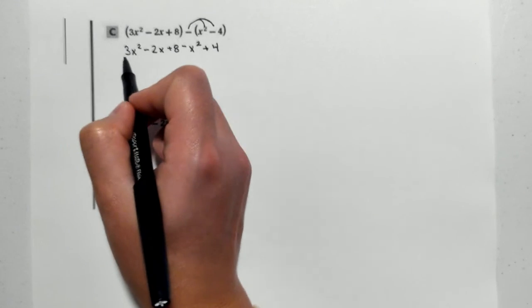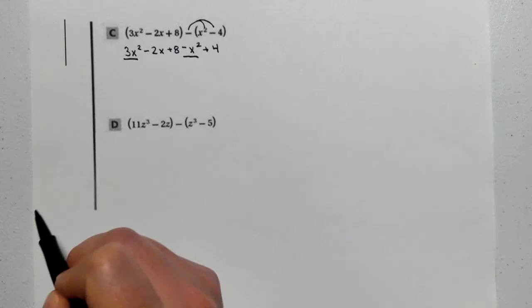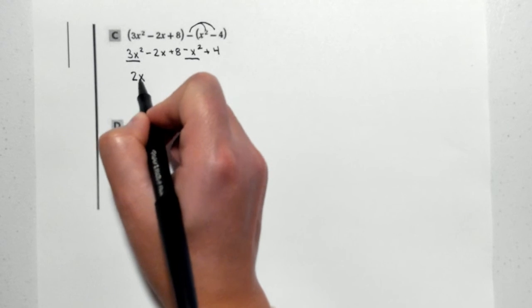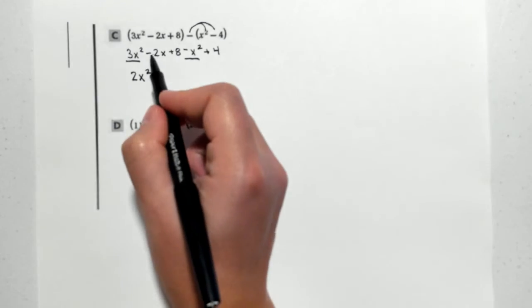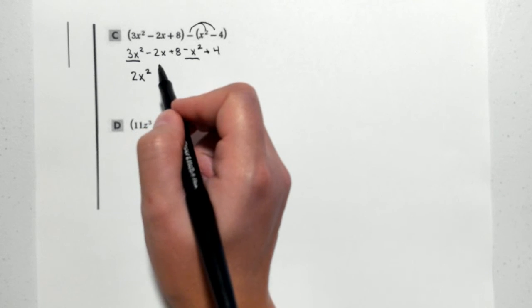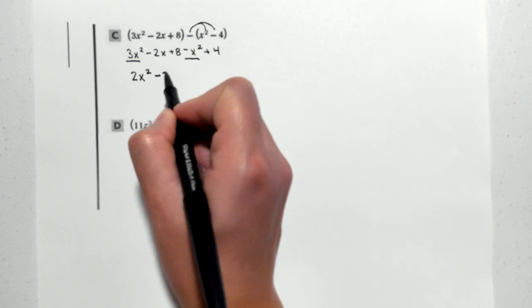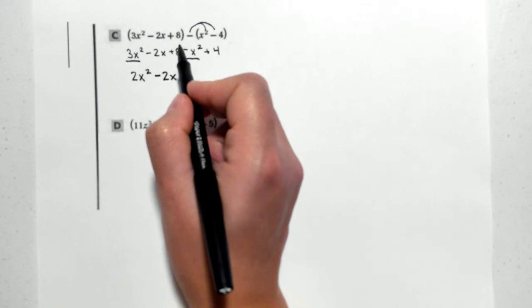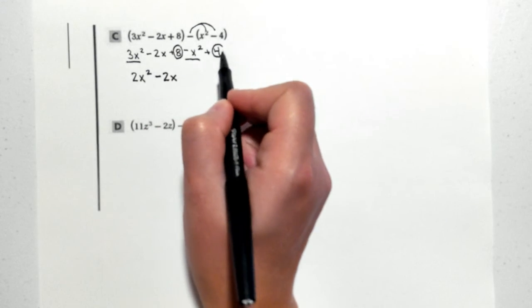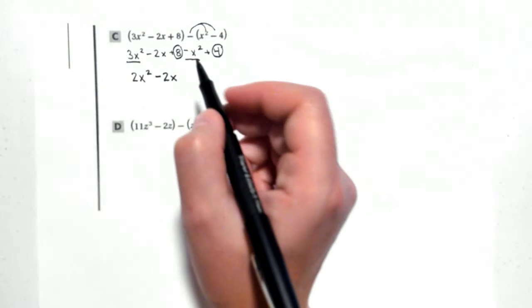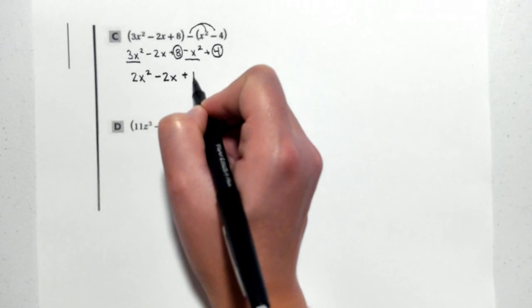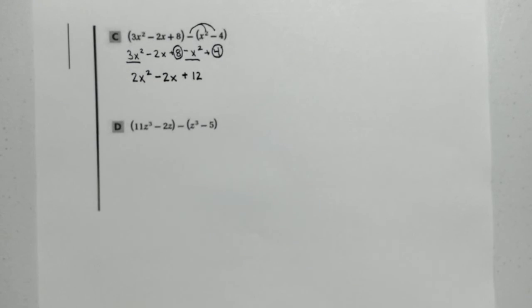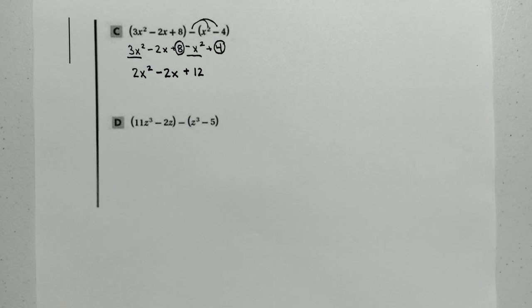3x squared and minus x squared are like terms. 3 minus 1 will give me 2, so 2x squared. And then minus 2x does not have any like terms, so it's still going to be minus 2x. And then 8 and 4 are constants, so they're like terms. 8 plus 4 gives me 12, so plus 12. So 2x squared minus 2x plus 12 is the simplified expression.